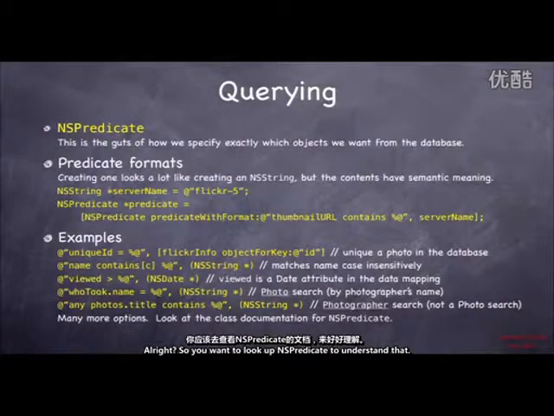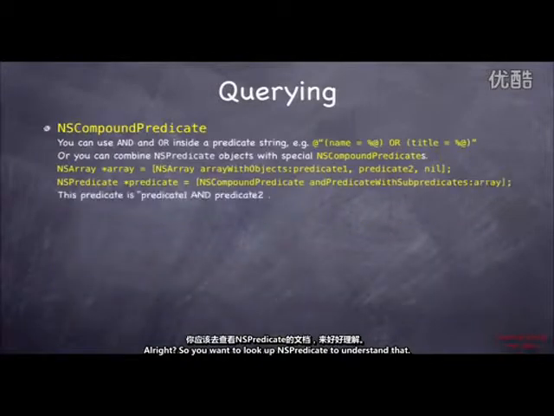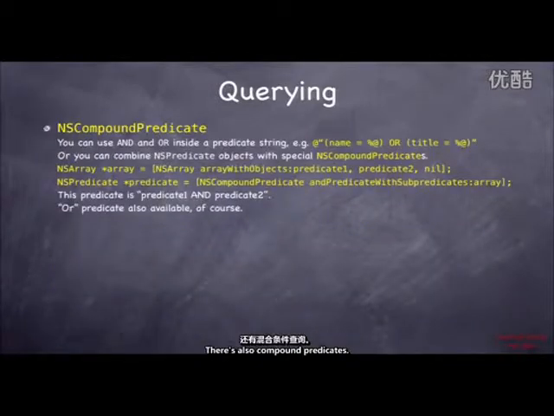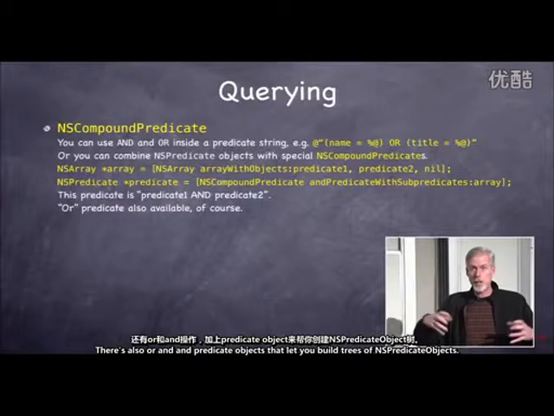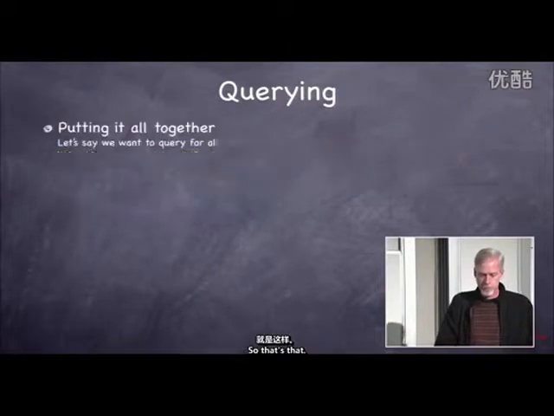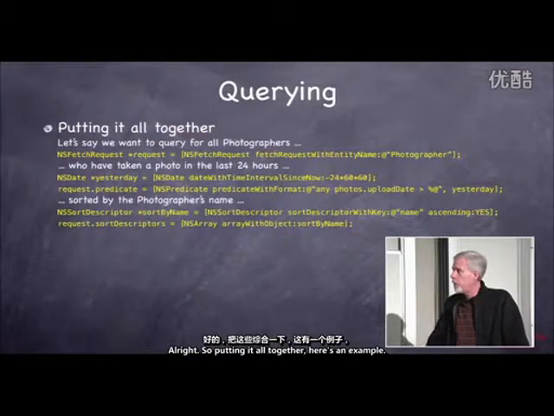All right, so you want to look up NSPredicate to understand that. There's also compound predicates. You can say OR and AND in your format. There's also OR and AND predicate objects that let you build trees of NSPredicate objects. So that's that. All right, so putting it all together, here's an example.